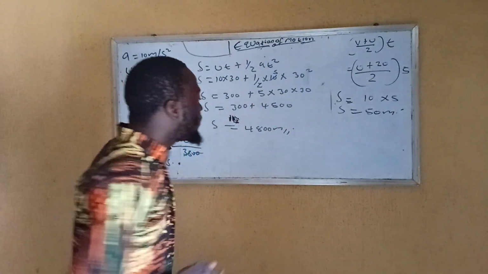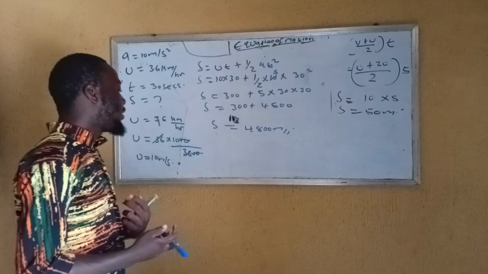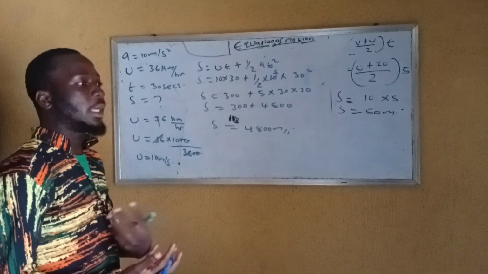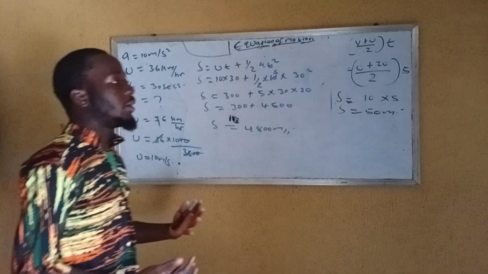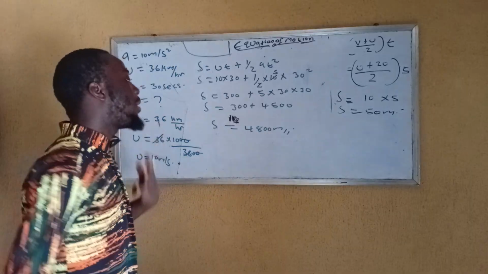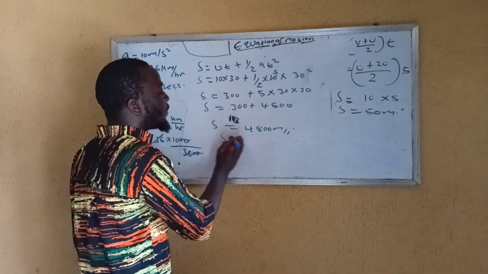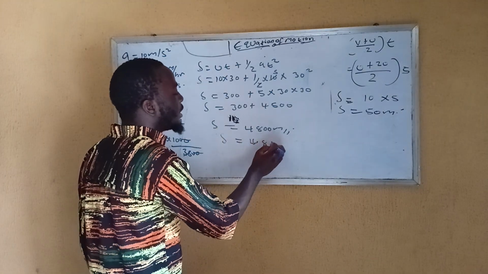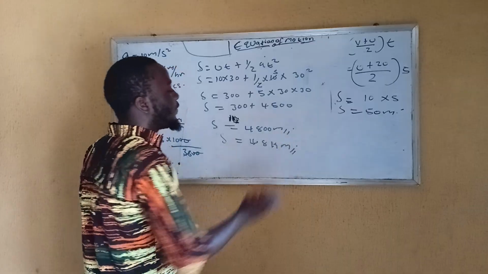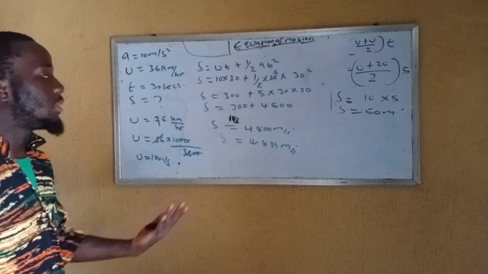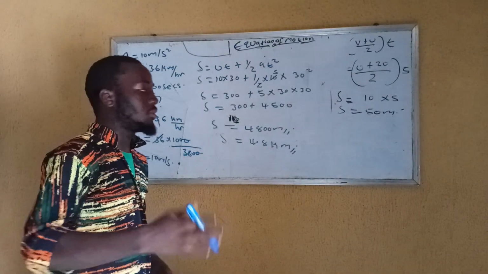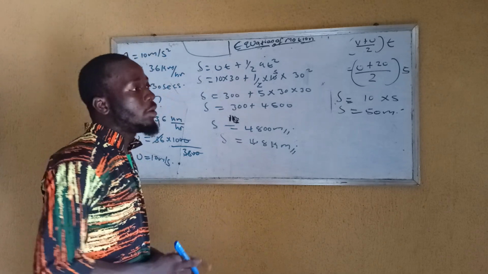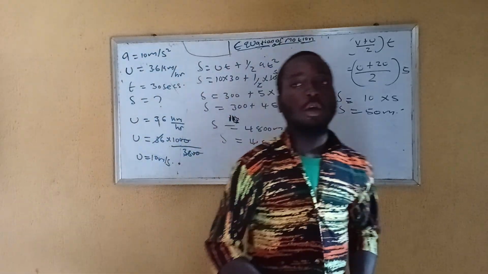Sometimes, assuming this question comes in kilometer, assuming your options, I think we are doing an OBJ question, and you have to leave your answer in kilometer, you can easily divide this by 1000. Dividing by 1000, we have S is equal to 4.8 kilometer. That's your final answer. So meter to kilometer is divided by 1000. Kilometer to meter is multiplied by 1000.